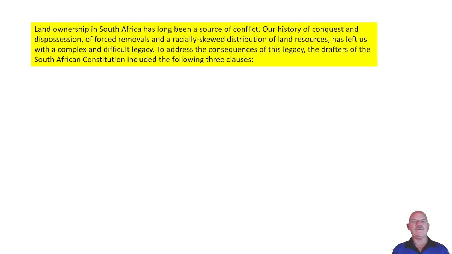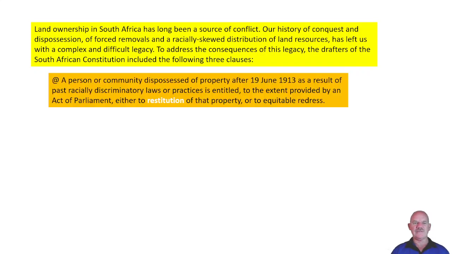Land ownership in South Africa has long been a source of conflict. Our history of conquest and dispossession, of forced removals and racially skewed distribution of land resources has left us with a complex and difficult legacy. To address the consequences of this legacy, the drafters of the South African Constitution included the following 3 clauses. So this is very interesting. So 3 clauses from the Constitution itself.